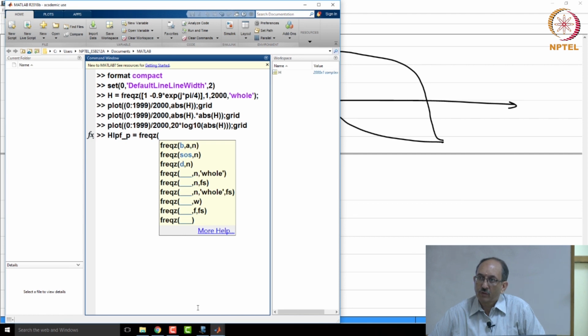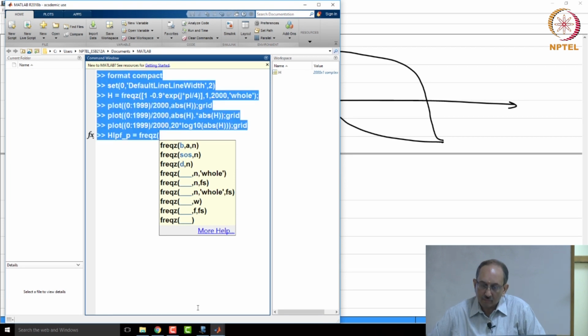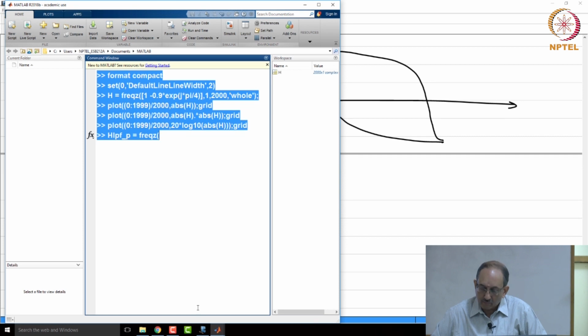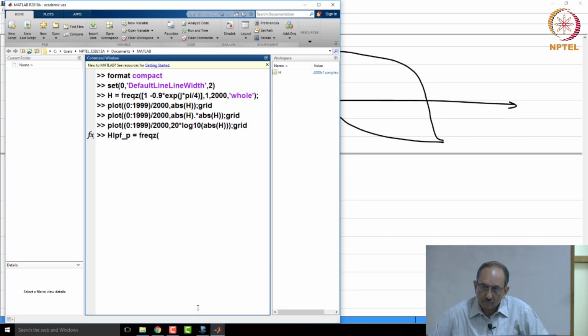because if I have 1 minus a by 1 minus a z inverse, then if I put z equal to 1, I will get 1 minus a by 1 minus a, and the peak gain will be 1. Therefore, let me make a equal to 0.9, and then the numerator is 1 minus a, it's just a constant, so that the peak gain is 1.